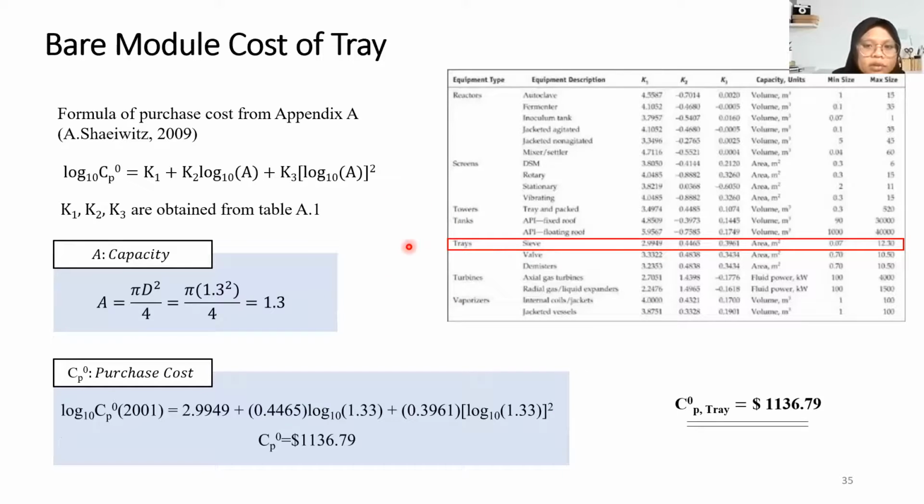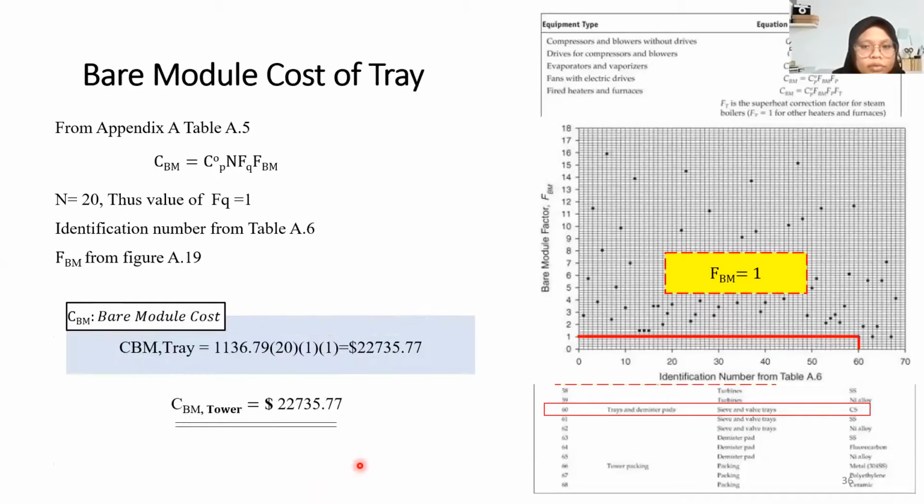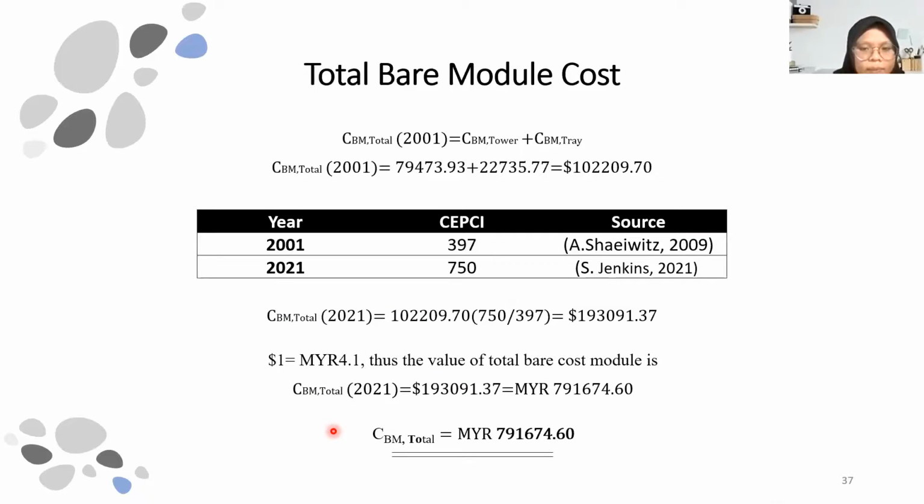Next slide. Calculation for tray purchase cost is similar to tower purchase cost with different values of constants and capacity equation. Tray purchase cost is $1,136. Next slide. Bare module cost of tray is calculated using the formula from Table A5. For number of stages more than or equal to 20, quantity factor is 1. Bare module factor and identification number are obtained from Table A6 and Figure A19. Thus, bare module cost of tray is $22,735.